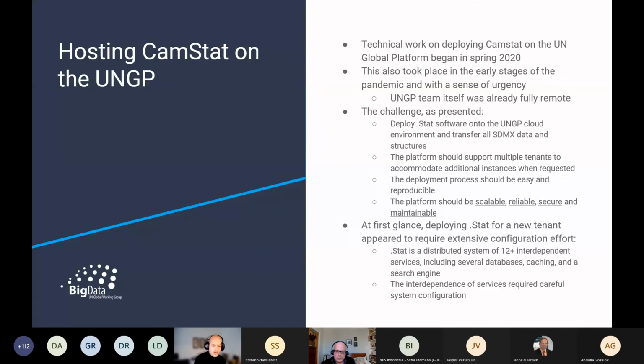So these were all sort of fundamental considerations that we had. So we took a look at it. At first glance, deploying .stat for a new tenant did appear to be quite a daunting challenge for us. It's a distributed system of 12 interdependent services, including databases, caching, and a search engine. A lot of microservices there.